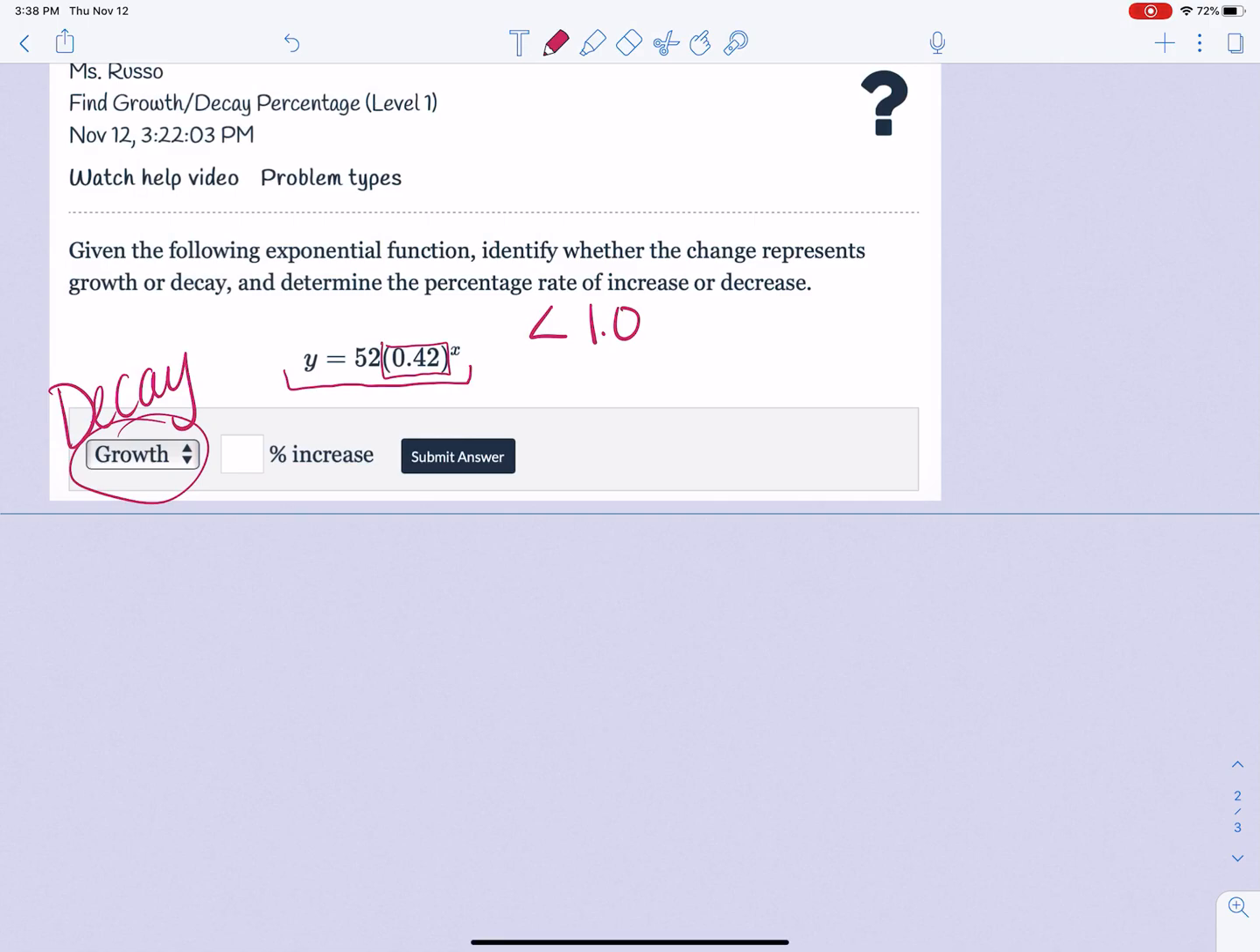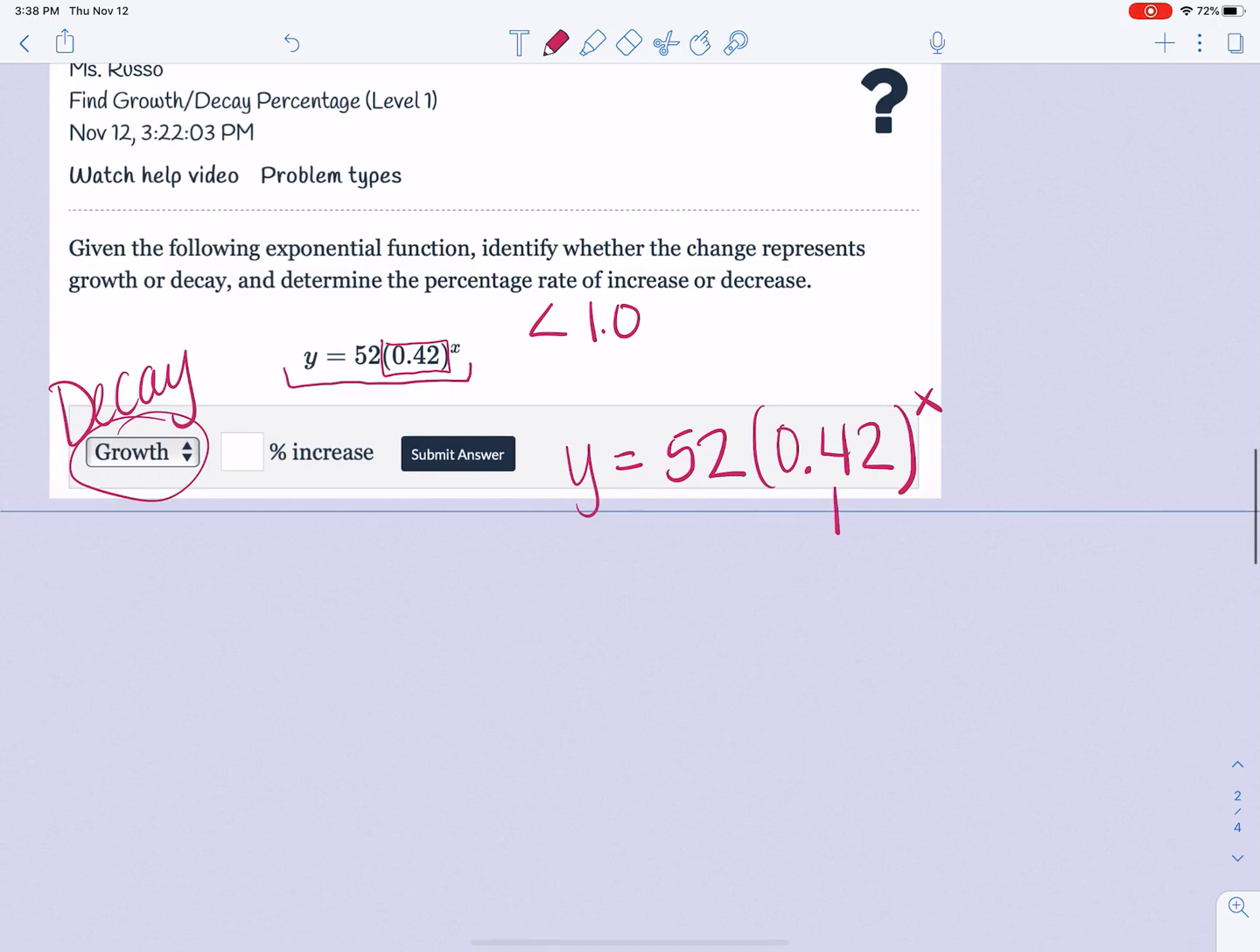So in order to find out by how much it's getting smaller, we need to do some work with our equation. So 52 times 0.42 to the x. Now remember, they find this 0.42 by taking 1 and subtracting something. Let me get rid of that piece. There we go. 1 minus something equals 0.42. So again, think of money. If you start with $1 and you subtract something and you get 42 cents back, how much did you subtract?